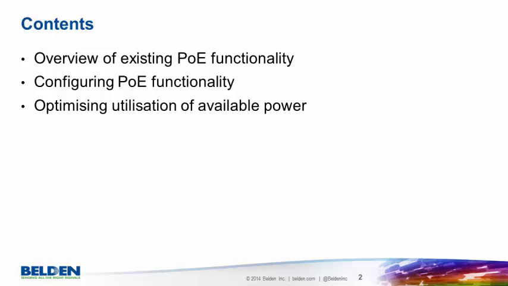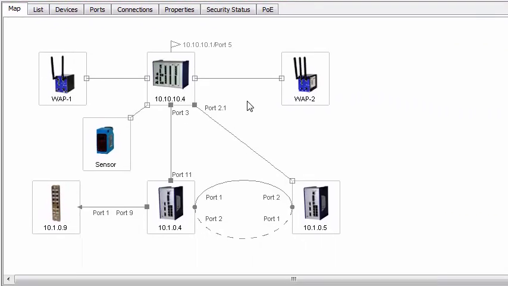Okay, let's get started. In this small network, I have three switches, one of which is capable of providing power over Ethernet. In this case, it's the RSPE switch at the top of the diagram. As you can see, there are two wireless access points attached to this switch, and there is also a sensor attached to the switch. All three of these devices are being powered via the RSP with power over Ethernet. Let's take a look at how that looks in the overview.